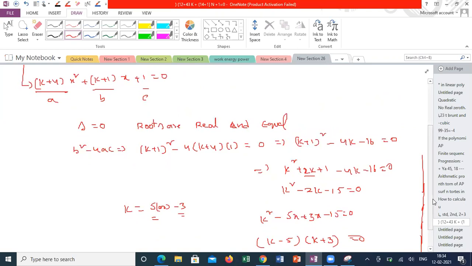Clear, guys, what I'm saying? Will both the values be valid here? Yes, sir. Both the values are valid because they satisfy the condition. 5 is a real number, minus 3 is also a real number, and they satisfy k plus 1 whole squared minus 4 of k plus 4 is equal to 0. So whenever the discriminant condition is satisfied, both the values are possible. Here we have two different k values for this question. Is it clear, guys? You just have to recollect the discriminant concept to understand what the given data is and what I have to calculate.